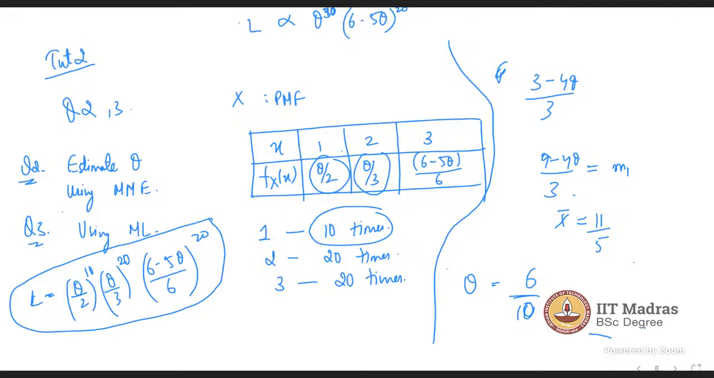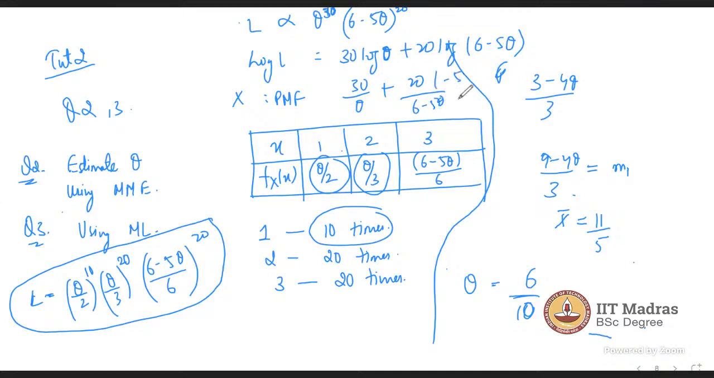Now, how do you find theta from there? We take the log on both sides. If you take the log of L, it comes out to be 30 log theta plus 20 log(6 minus 5 theta). You also want to differentiate it, because you want to maximize your likelihood function. Differentiating with respect to theta, you get 30 upon theta plus 20 times 1 by (6 minus 5 theta) into minus 5, and you equate this to 0. Once you do it, you will get your theta.